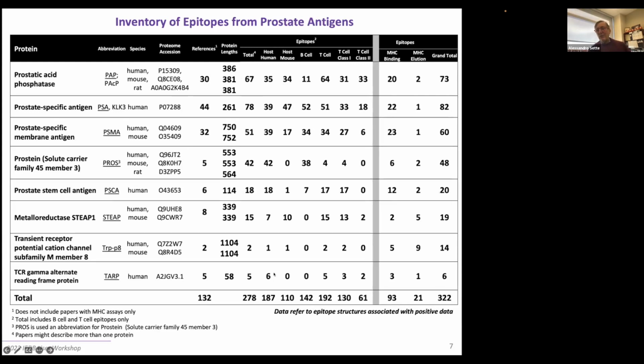Just looking at the grand totals here, it's about a 2-to-1 ratio of epitopes defined in a human versus the mouse host, and a fairly balanced representation between B and T cell epitopes. When you look at the T cell epitopes, again, it's about a 2-to-1 ratio of class 1 to class 2. Far more MHC binding than MHC elution, 93 to 21 total epitopes defined. And as I was saying, these 4 antigens have the lion's share of the total epitopes, and as you can see, and as we'll also discuss later, depending on the specific antigen, you might have more of one type of epitope or so forth.